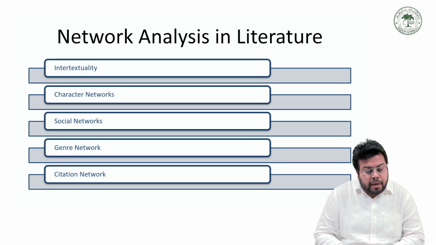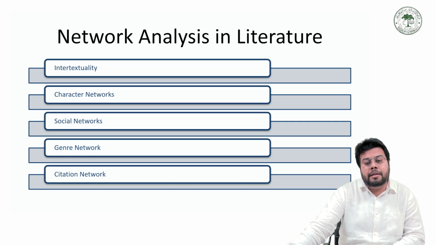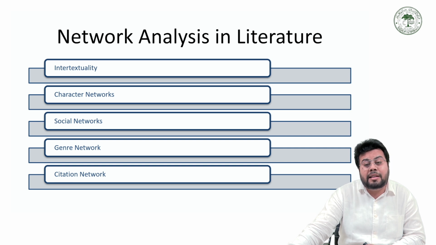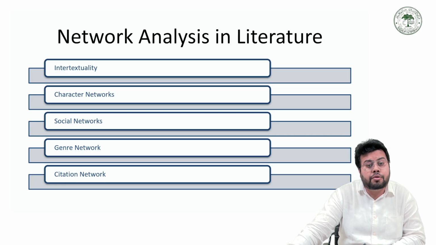Right. So the next one is social networks. A social network is used to understand how people or groups are connected and how these connections influence behavior, information flow, power, and social structures.